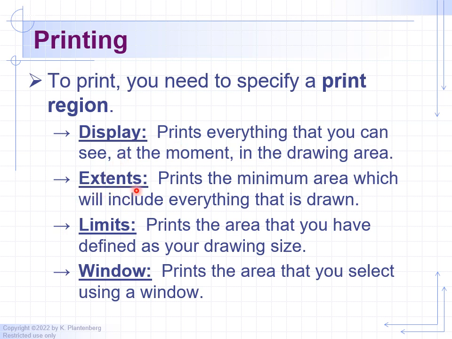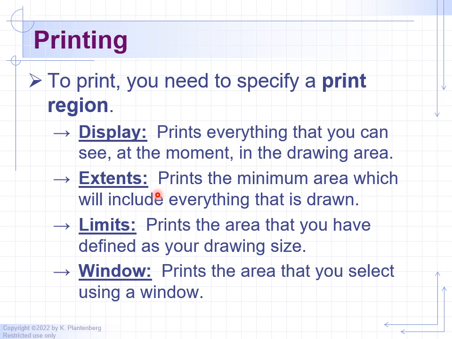Another option is to do extents. Extents essentially prints out only what's drawn, right? So it's going to fill the page completely. So that's okay. It's not always the best we want, but that's a good command to keep in mind for later on, because once we put a border and title block on it, then we really actually do want to use extents, because we want that border and title block to fill the whole screen.